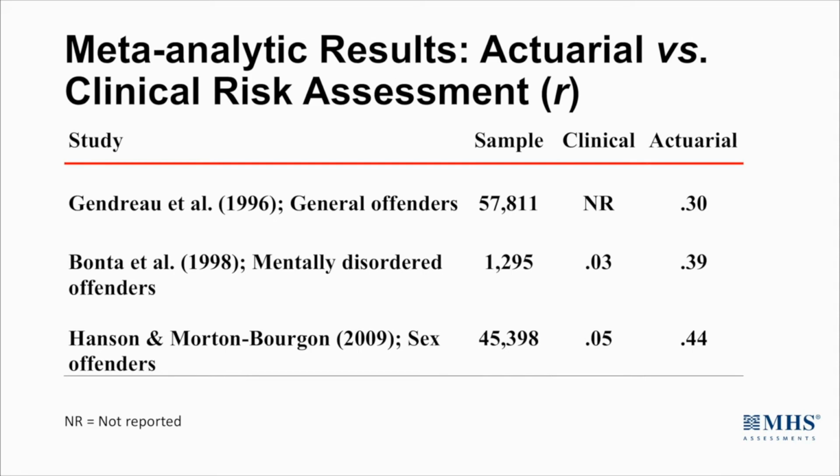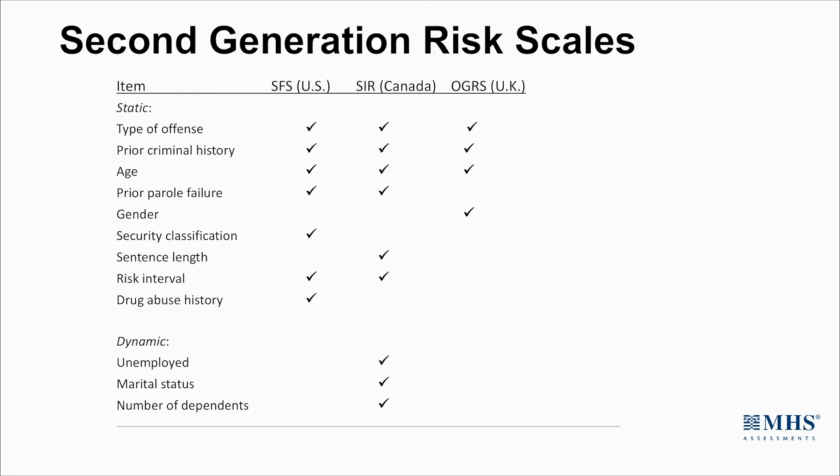Let me give you an example of what they look like. We have the salient factor score in the United States, the SIR in Canada, and we have one in England. Now there's just two things I want to point out here. One is that these second generation risk scales tend to be relatively short. The SIR has, I think, around 15 items. They don't have a whole lot of items. And by far, most of the items are static. They're unchangeable. You cannot do anything about it.